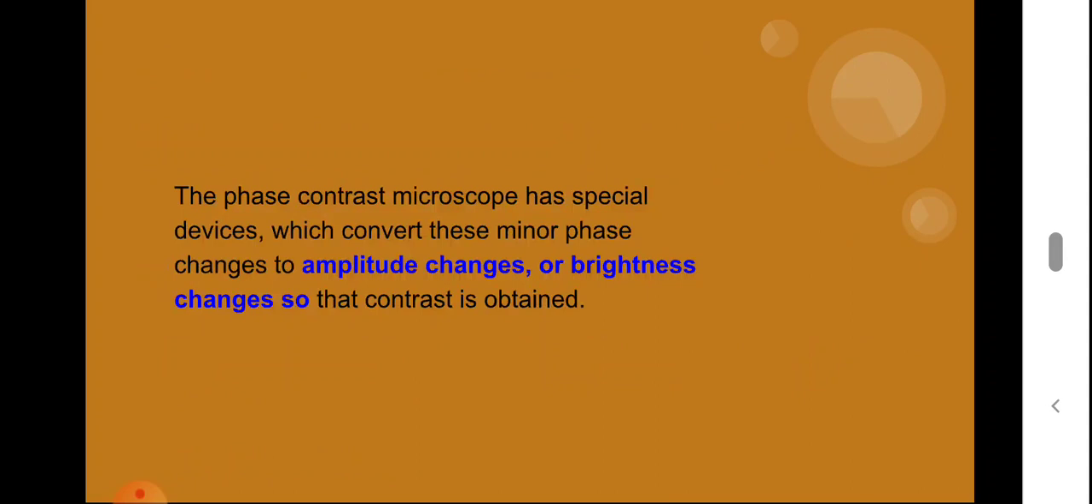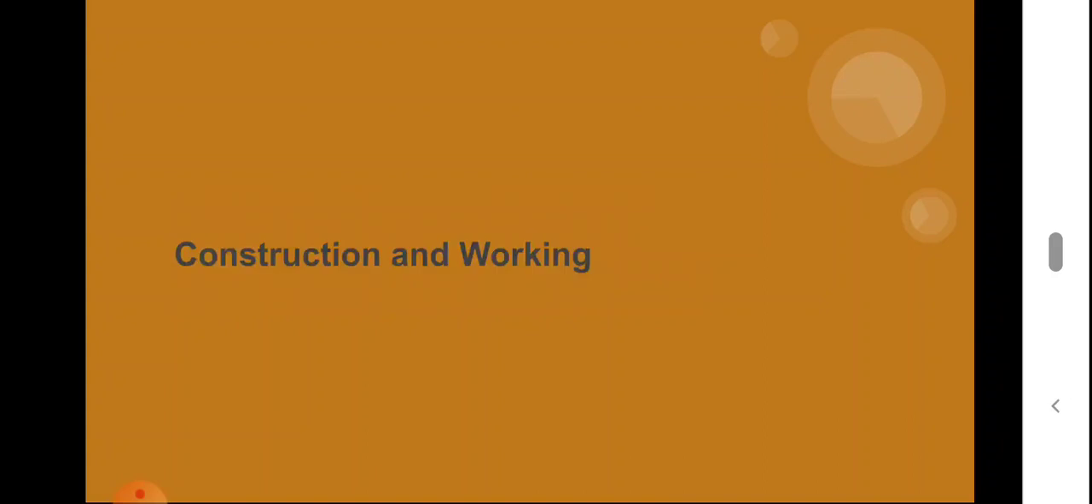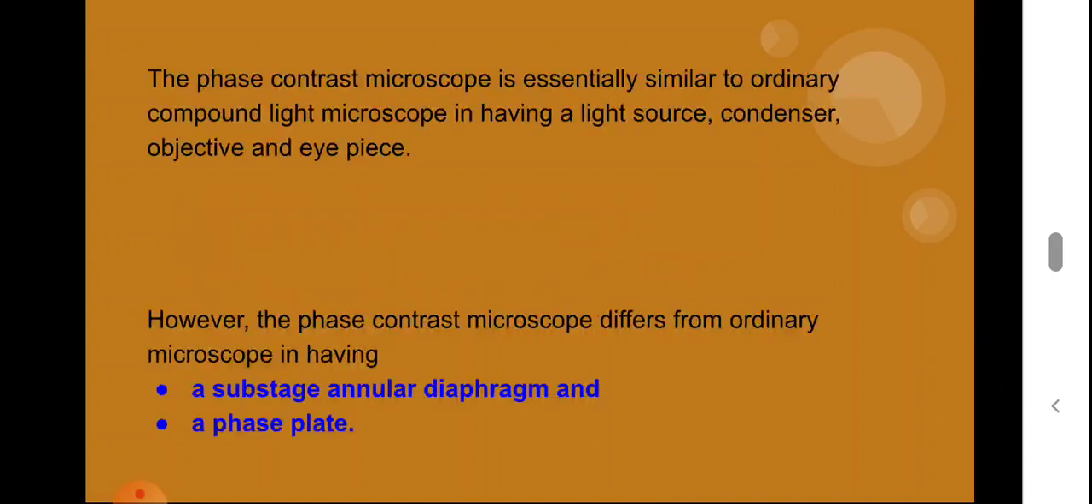But in the phase contrast microscope, there is a special mechanism to amplify these phase changes. These minor phase changes are amplified. The phase contrast microscope has special devices which convert these minor phase changes to amplitude changes or brightness changes, so that contrast is obtained. So what is the construction and working of the phase contrast microscope?